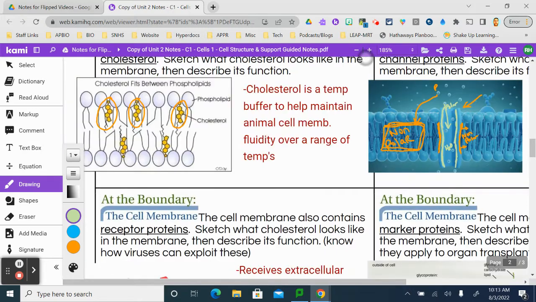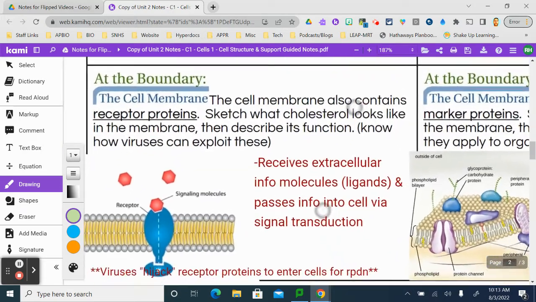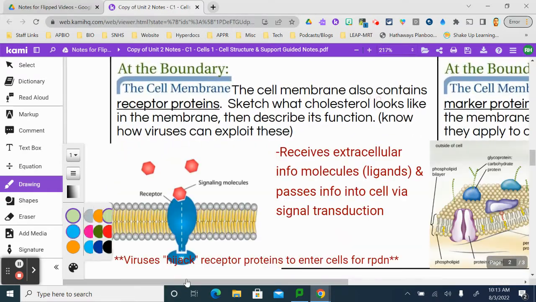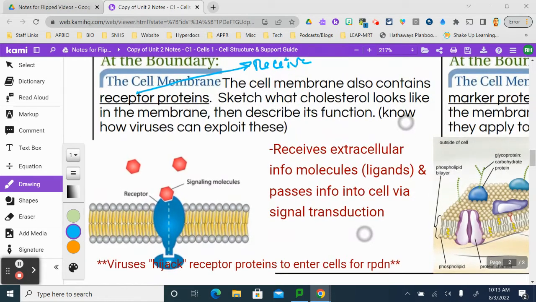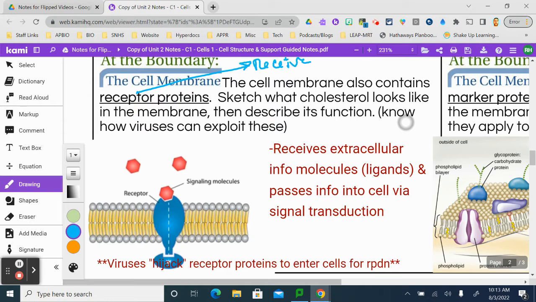Next, let's move on to our third type of protein, which are called the receptor proteins. If you think about the word receptor, receptors receive. And so in this case, the question is, what do they actually receive? Well, these are proteins that are also in the cell membrane that are able to receive information from outside the cell and pass it inside of the cell.